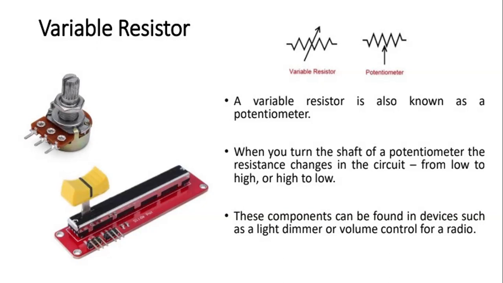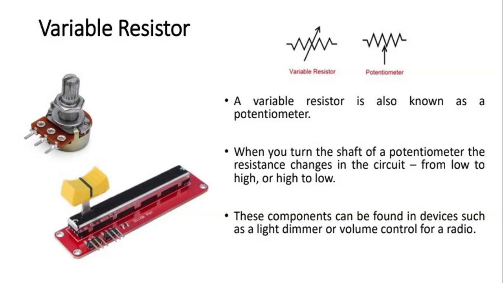We can see here the symbol of a resistor and the variable resistor, or potentiometer, symbols. The arrow shows the variable resistor, and the arrow is pointing from the bottom direction. So that is nothing but a potentiometer. The variable resistor is also known as the potentiometer. When you turn the shaft of a potentiometer, the resistance in the circuit changes from low to high, so the resistance will vary.